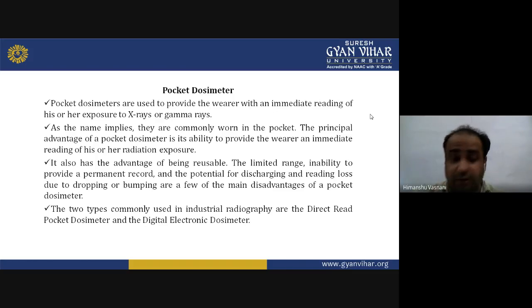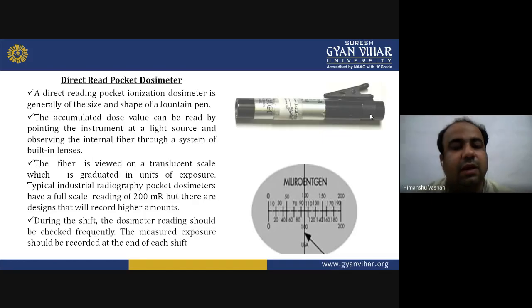The two types commonly used in industrial radiography are the direct read pocket dosimeter and the digital electronic dosimeter. These are used to provide the wearer an immediate reading of his or her exposure to X-rays or gamma rays. Now, direct read pocket dosimeters. A direct read pocket dosimeter is generally of the size and shape of a fountain pen. The accumulated dose value can be read by pointing the instrument at a light source and observing the internal fiber through a system of built-in lenses. You can see in the diagram how the direct read pocket dosimeter looks.